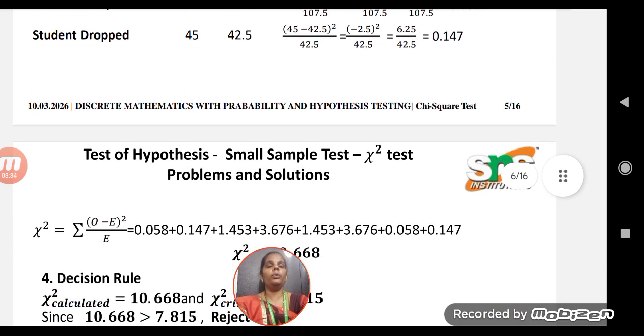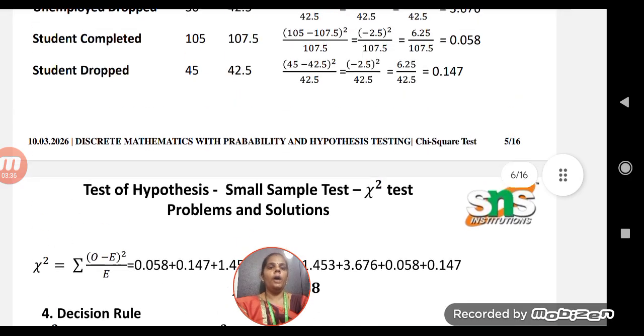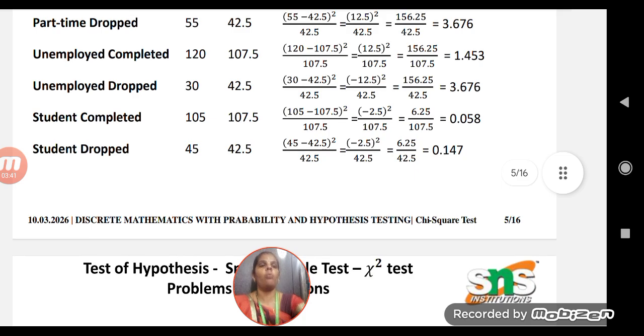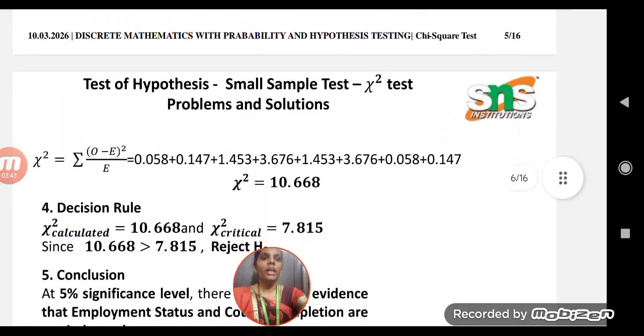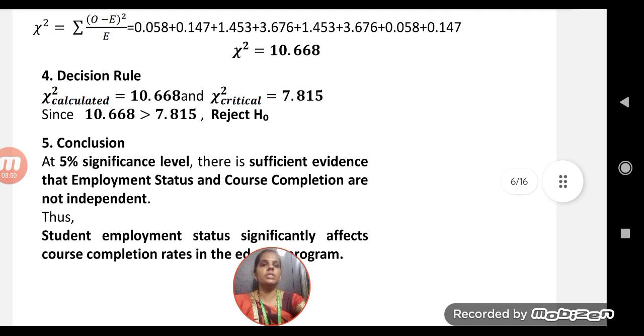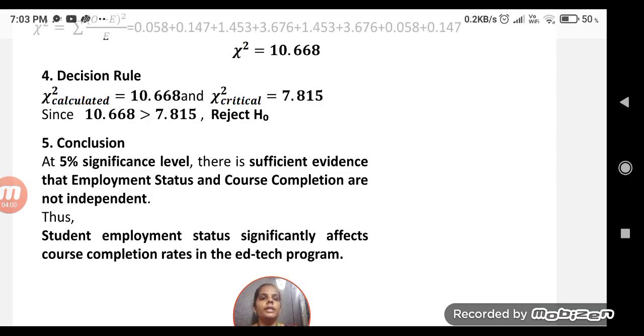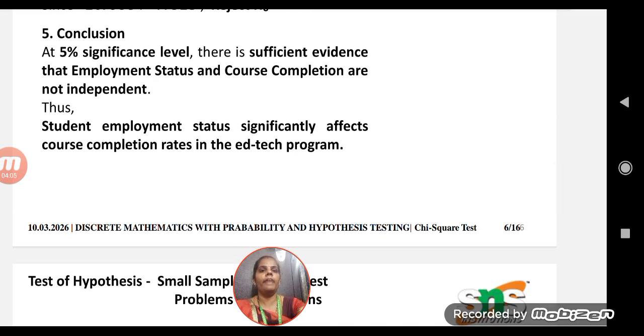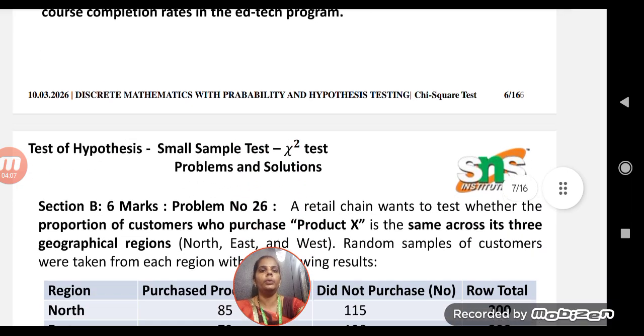This is how we calculate the chi-square value. For the final result, you sum all those (observed minus expected) squared by expected values. The sum comes to 10.668, whereas my critical value is 7.815, so the calculated value is greater than the table value. So we reject the null hypothesis and accept the alternate hypothesis: the student employment status significantly affects the course completion rate in the edutech program.